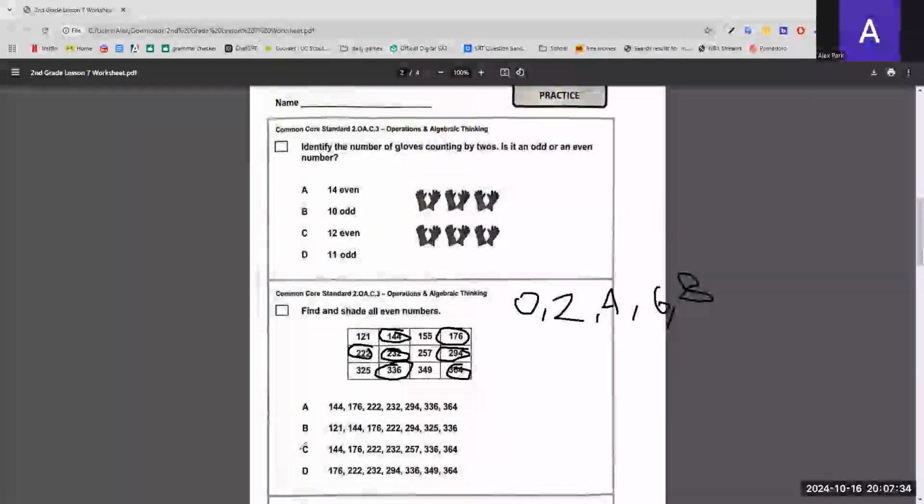A and C have 144. Oh, sorry. A, B, and C have 144, but D does not. So we can cross out D. The only difference between A and C is the number 256 and the number 294. Now, we never circled 257, so we can cross out C. And the very first number here, 121, that is not circled, so the answer choice is A.